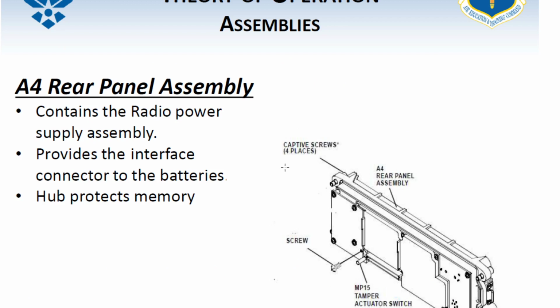A4 is our rear panel assembly, and I briefly talked about this yesterday when I mentioned the hub battery. When you see this flipped around in a second, you're going to see that. It contains the radio power supply assembly and provides the interface, the connector to the batteries, the hub. What is the job of the hub? Protects the memory of the radio when the power is off. Perfect. What is the memory it's protecting? Is it protecting your presets? Yep, your presets. Perfect. Will it protect those things if I zeroize the radio?